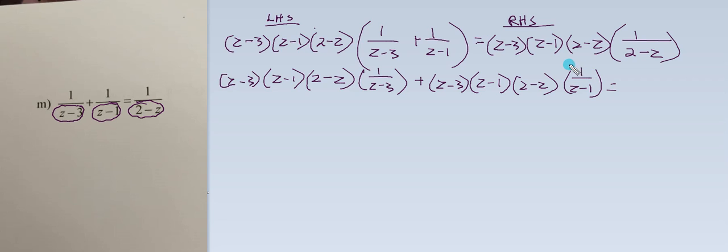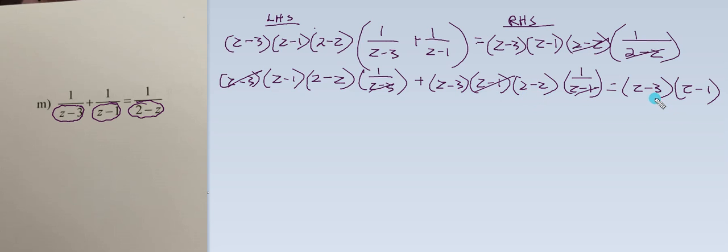What about on the right hand side? Inside the bracket there's only one term. If there's one term then it's fine, you can just cancel out this. So you're left with z minus 3 and z minus 1. Now let's cancel this. z minus 3, cancel this. z minus 1, cancel this. So I'm left with z minus 1 times 2 minus z. For this one it is z minus 3 times 2 minus z.